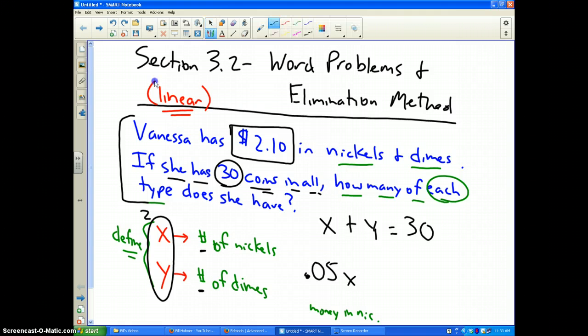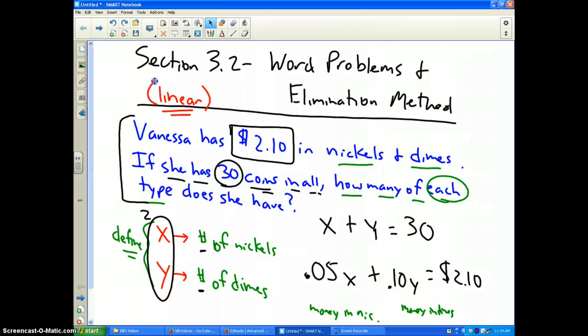How much money does she have in dimes? The number of dimes she has is y. That would be 0.10 times y, because dimes are worth 10 cents. So this is the amount of money in dimes. What do I do with them? I add them together, because together the total amount of money is $2.10. And that is where you develop and write your equations.